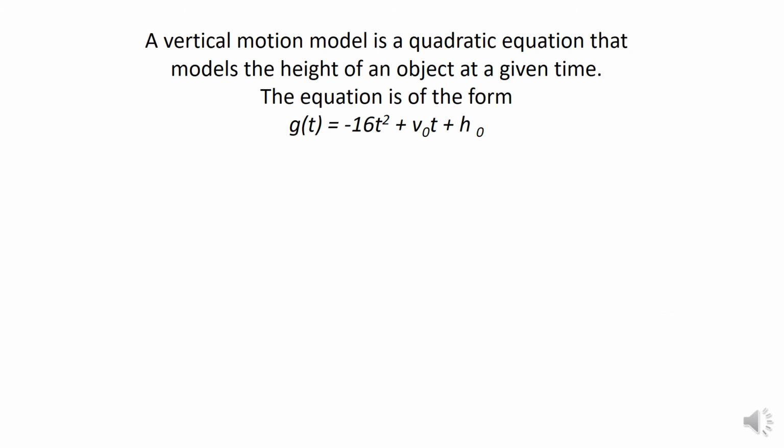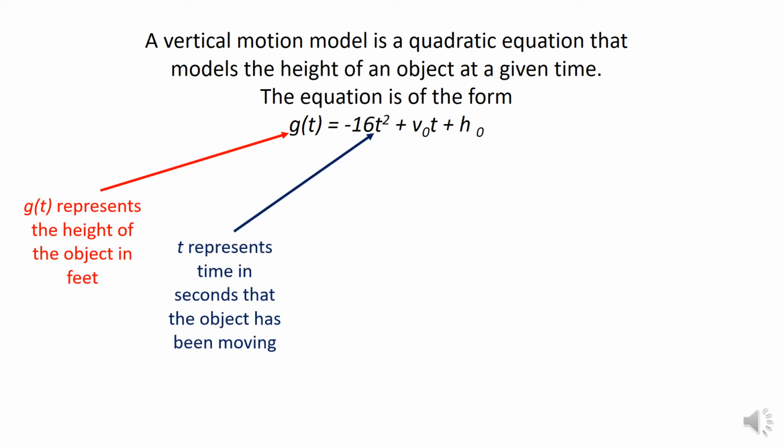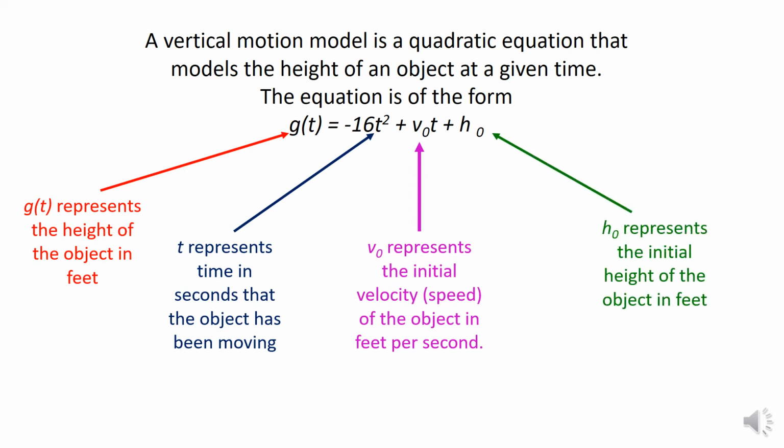Okay, a vertical motion model, we've talked about this a few times, is a quadratic equation that models the height of an object at a given time. The equation is of this form. The g of t represents the height of the object in feet at any given time. The t represents the time in seconds that the object has been moving. The v is the velocity, the initial velocity when it's thrown or whatever. There is no velocity if it's just dropped. You'll see examples like that in your homework. And h is the initial height of the object in feet. So this is where it starts. So those are important things to remember.